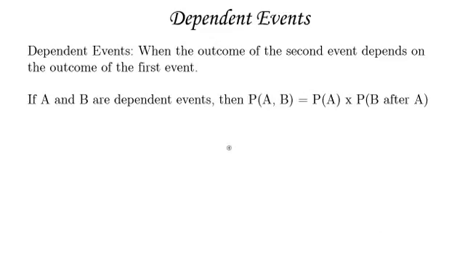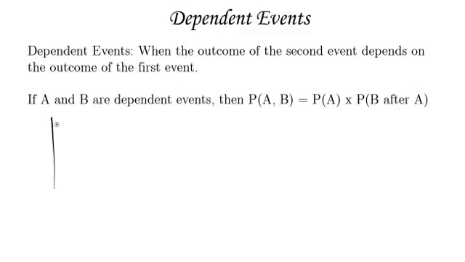Same thing here. When we have the probability of the first event A and then the probability of the second event B, we're still going to multiply them. It'll be the probability of A times the probability of B after A, because remember, this second event is affected. It depends on the first event, A.